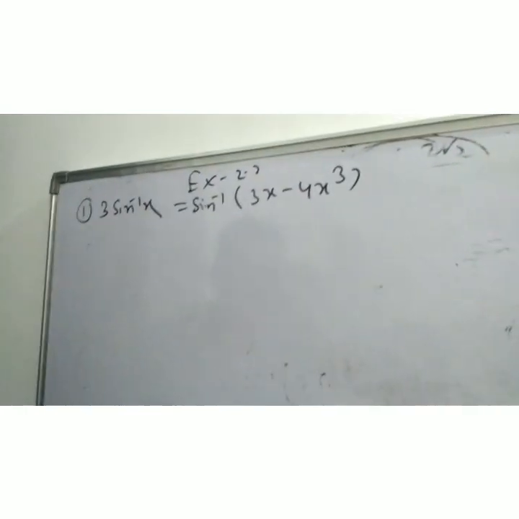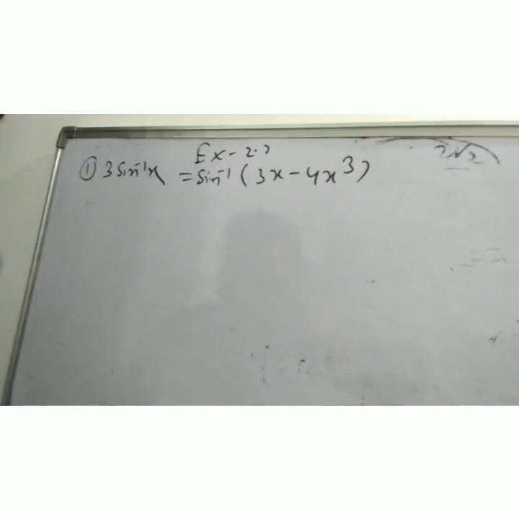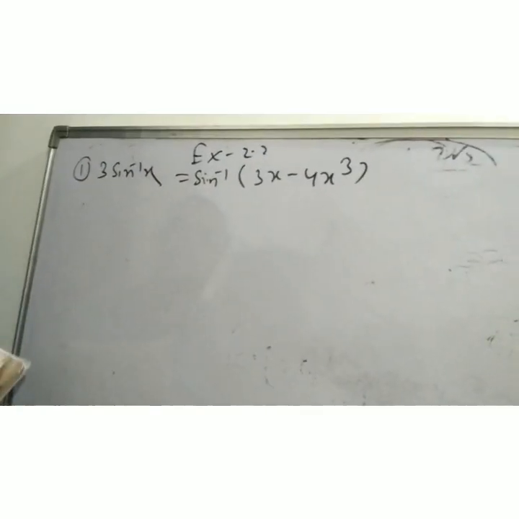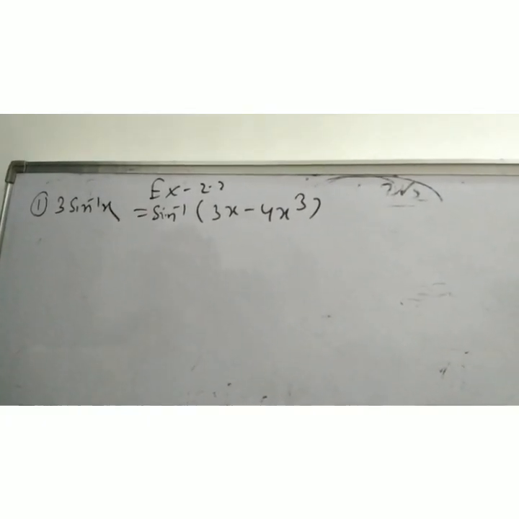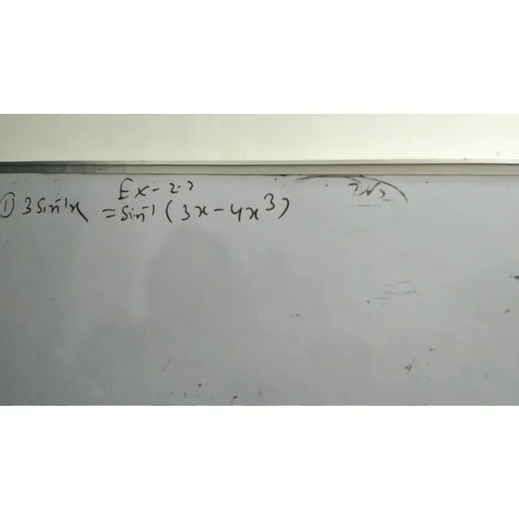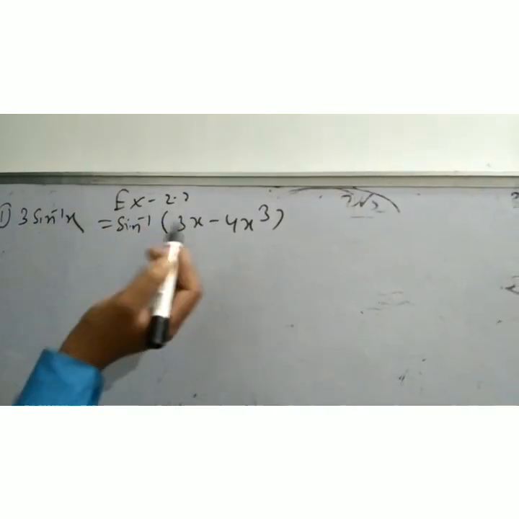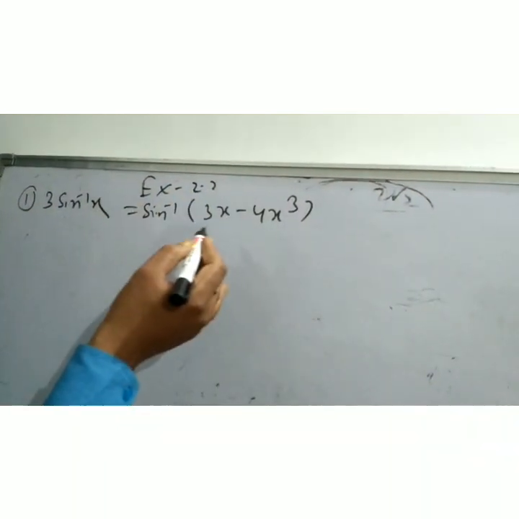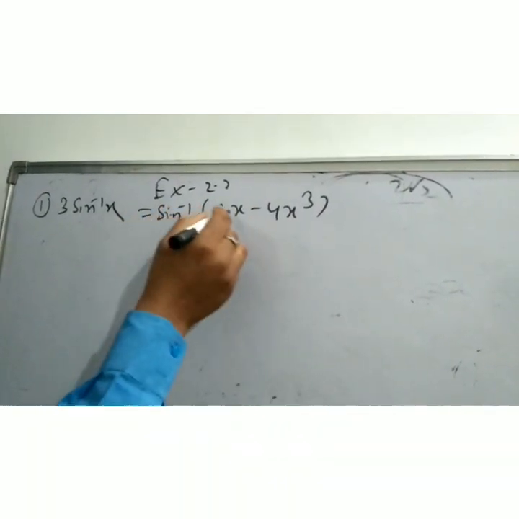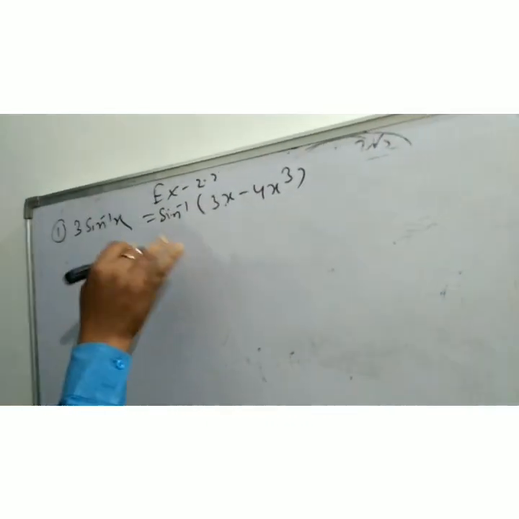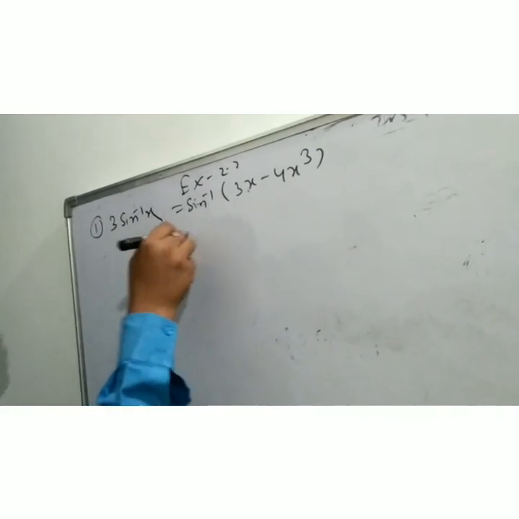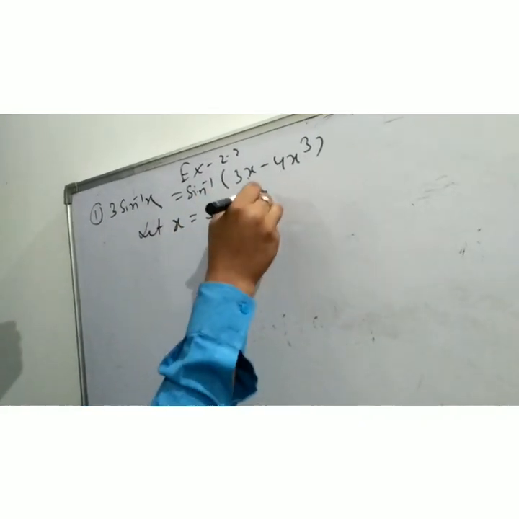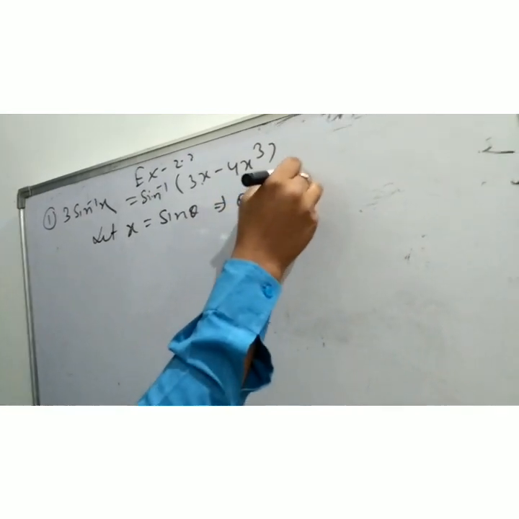Again I will return to exercise 2.2, page number 47. First bit, 3 sine inverse x is equal to sine inverse 3x minus 4x cube. This question was set in 2018 as a 2 mark question. LHS is equal to RHS, you have to prove. We take the RHS, sine inverse 3x minus 4x cube. To prove it is a very easy process: let x is equal to sin theta, which implies theta is equal to sine inverse x.